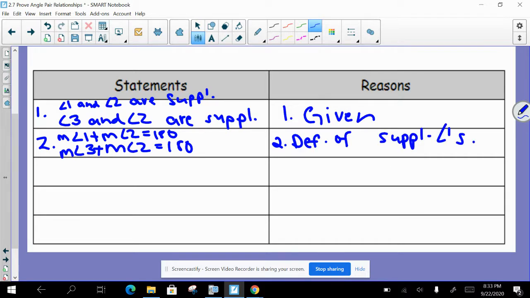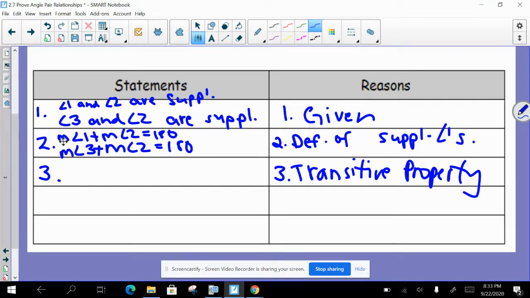The proof for complements is very similar to this process here. Step 3. So, you know that these 2 equations are both equal to 180. So, what other equation could you create, perhaps using the transitive property? You can say that measure of angle 1 plus angle 2 is equal to the measure of angle 3 plus angle 2 since they're both equal to 180.